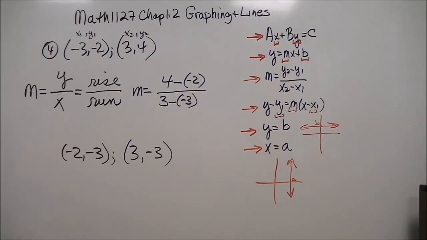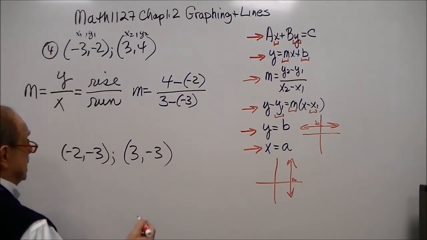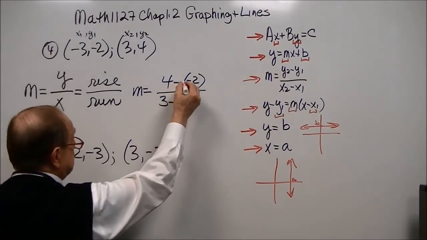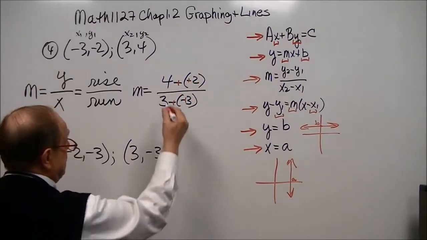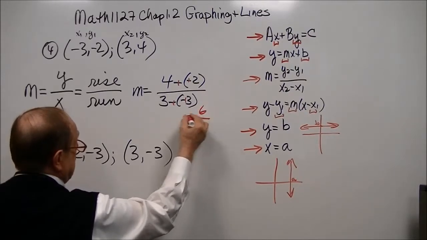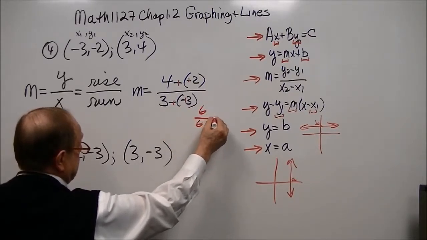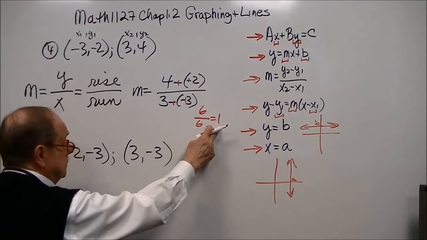Now, whenever we have a minus situation, you may recall from earlier classes that the opposite of a negative makes it a positive. So this then becomes 6 over 6, which is 1. So our slope for this example is a positive 1.